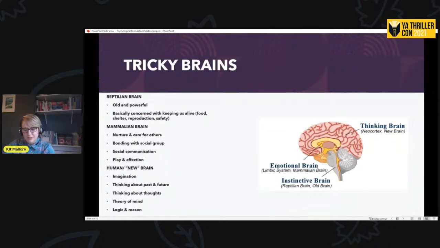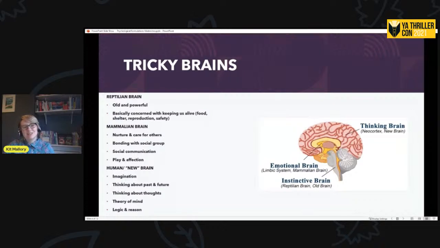Next in our evolution is the mammalian brain. Developed next, as with all mammals, it's the part of our brain that's responsible for emotions that bond us to others and shape our behaviour as part of the pack. So things like play, social communication and nurture. And finally, our new brain, developed much more recently in evolutionary terms. It's responsible for the mental processes that are unique to humans, things like logic, reason, abstract thought, theory of mind, so being able to think about what other people are thinking, social awareness, so thinking about how we appear in the eyes of others, thinking about our thoughts, thinking about the past and future. That's a whole lot of stuff we can do.